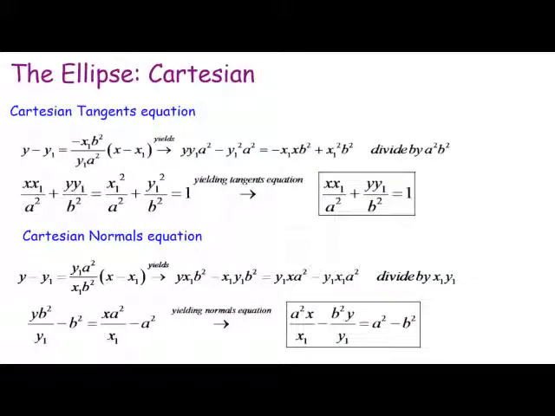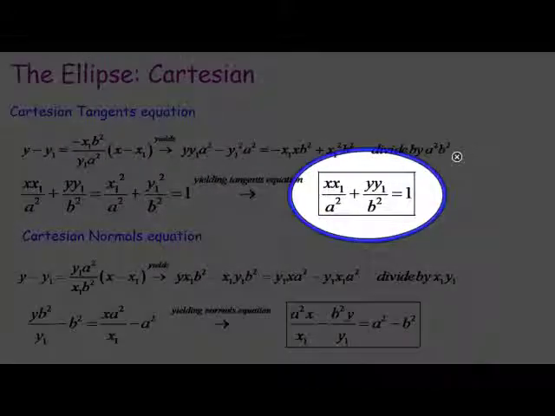Okay, we want Cartesian equations. You can see here we need to put the gradient in, multiply both sides by y1 a squared, divide by a squared b squared, and eventually we'll get this. These formulas here are quite important. I've got them in boxes now. So this is the tangent, which is x1 on a squared plus y1 on b squared equals 1. That's the Cartesian tangent to the ellipse.